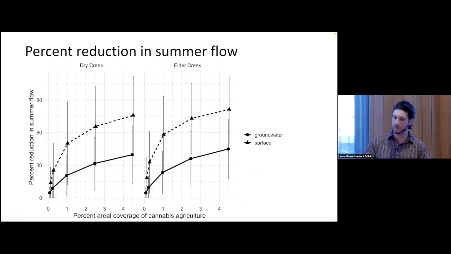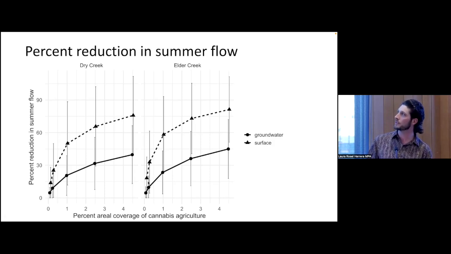We can aggregate these findings to think about some other response variables, like the total percent reduction in summer flow. Here the dashed line represents surface water extraction and the solid line represents groundwater extraction for both of our drainages. We've got percent aerial coverage of cannabis agriculture on the x-axis and percent reduction in summer flow on the y-axis. In those really high coverage situations, there are really large reductions in summer flow from cannabis agriculture. But more realistically, these are the values that you see more typically on the landscape.